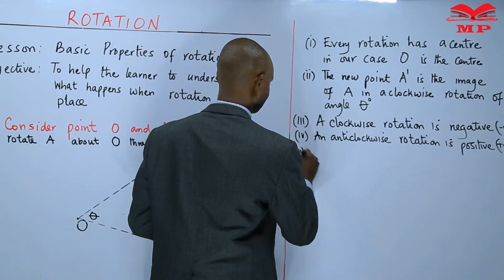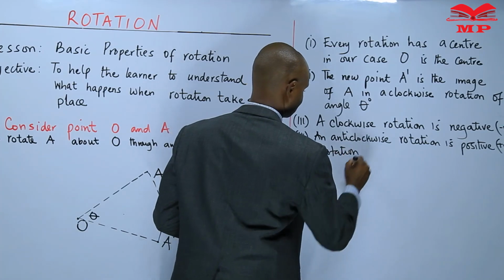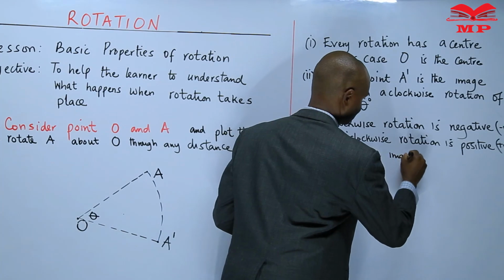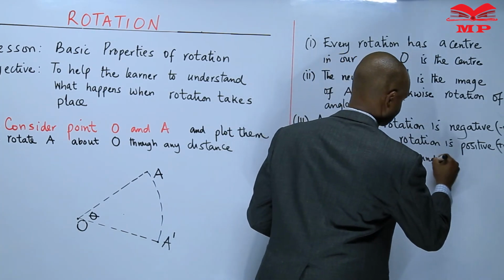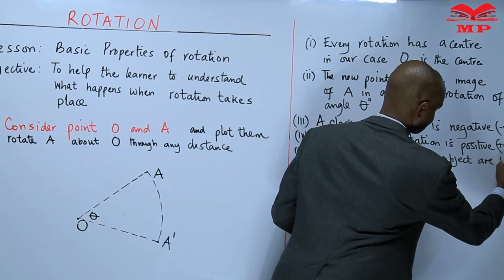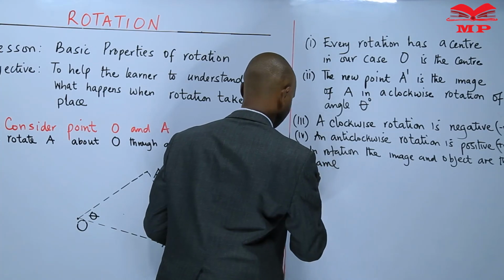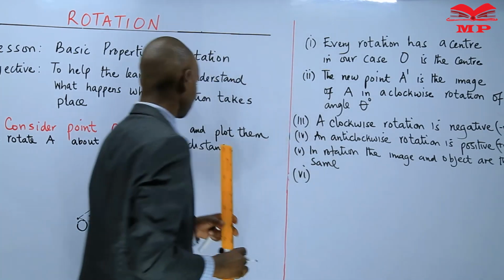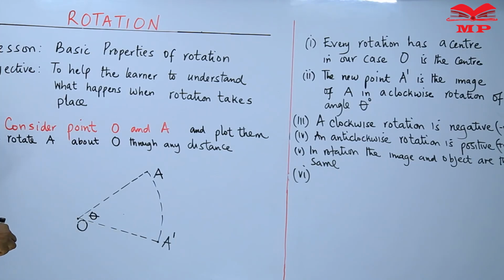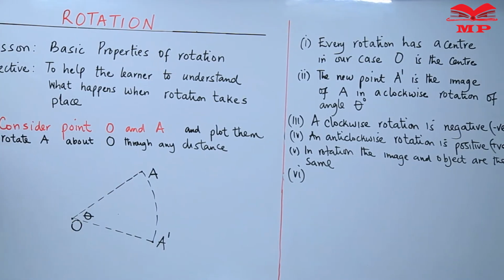And five, mainly in rotation, the image and object are the same. There is still another property, very important. If we rotate this through 360 degrees, what will happen? We will still come back to the same point.